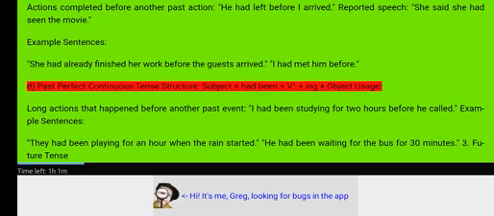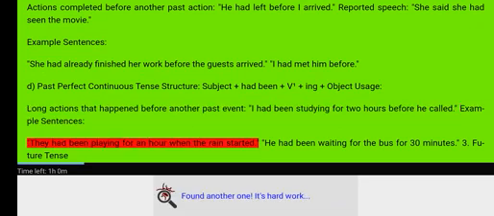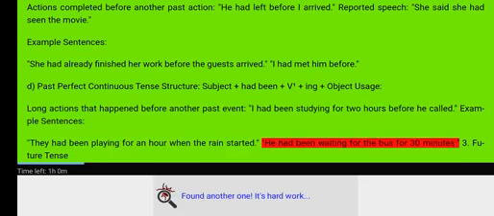D. Past perfect continuous tense. Structure: subject plus had been plus verb plus ing plus object. Usage. Long actions that happened before another past event: I had been studying for 2 hours before he called. Example sentences. They had been playing for an hour when the rain started. He had been waiting for the bus for 30 minutes.